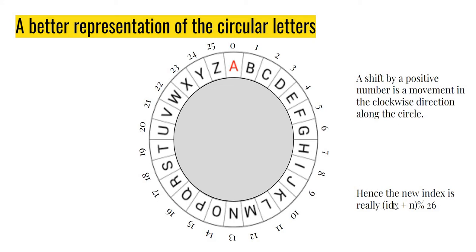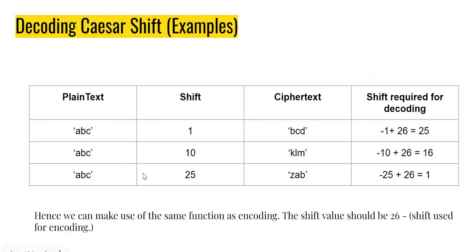In fact, we can see this mathematically. If the new index is index plus n, modulo 26, and I were to put n as 26, you will see that once again we'll be back at index after this function. So the point here is that we can use the same exact function that we have created earlier, except that I have to give a shift which is 26 minus the shift that had been used for encoding. Let's just see some examples of this.